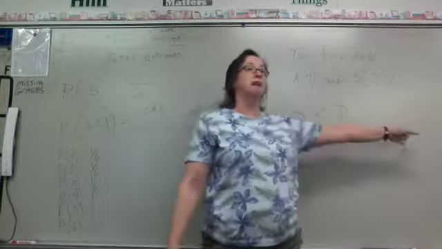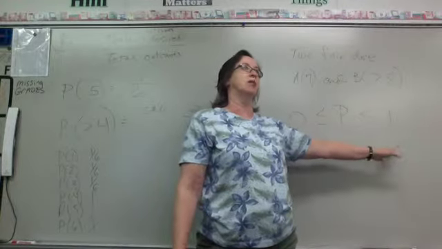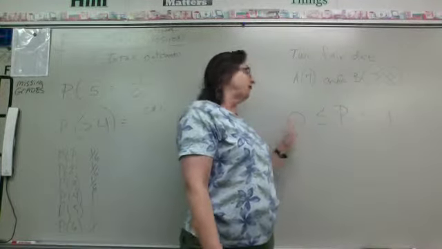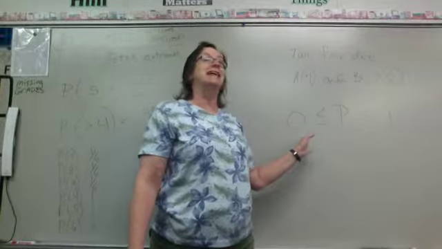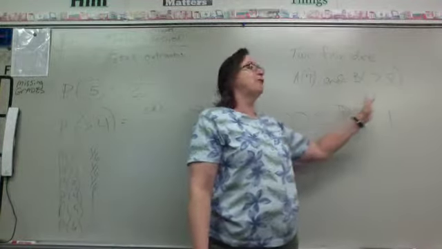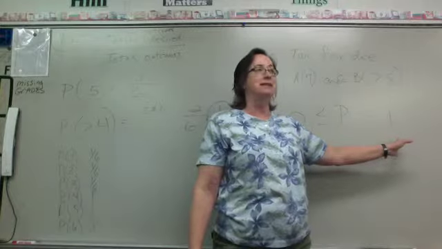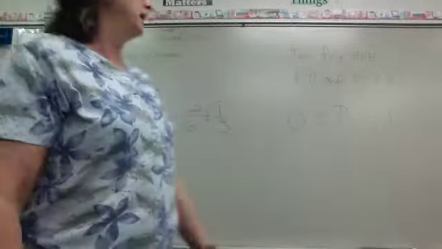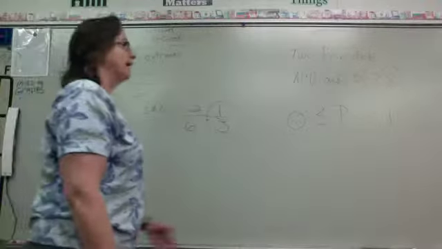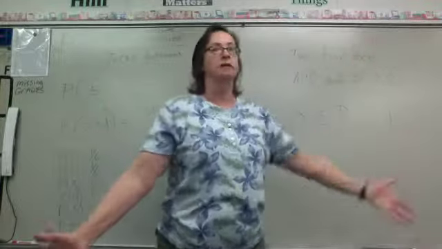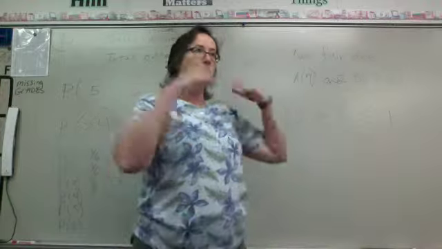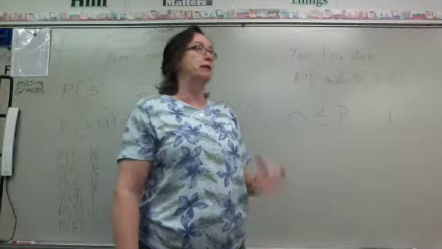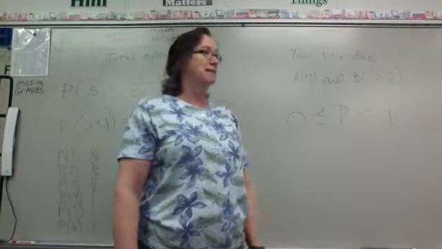The probability is always between 0 and 1 inclusive. If you have a probability of 0, that means it can't happen. If you have a probability of 1, that means it must happen. So you can't have a probability of 20. You can't have a probability of 100. It's 100% because that's 1.